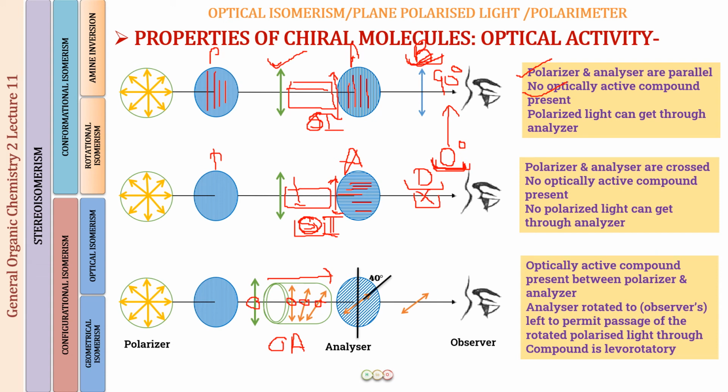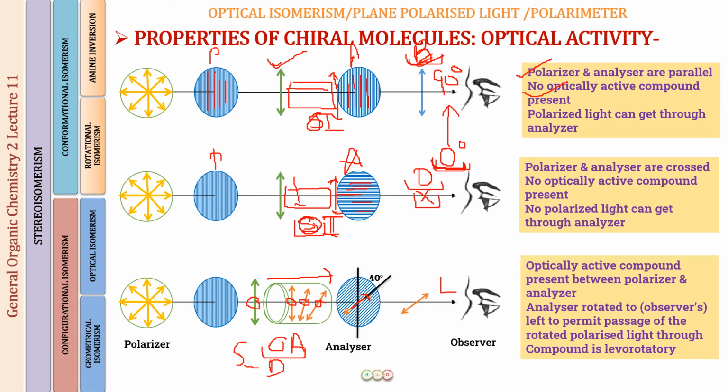Okay, how did you come to know that it has rotated by some angle? Because what you were seeing was complete darkness before, when you had the solvent. But when you replace the solvent by the optically active compound, you can see some light at the analyzer, because the light is now in some other direction. So some light passes through the analyzer and you will not see complete darkness. That is how you come to know that it is an optically active compound.